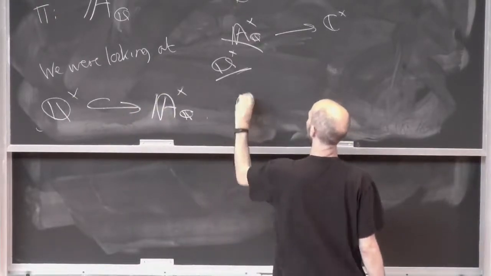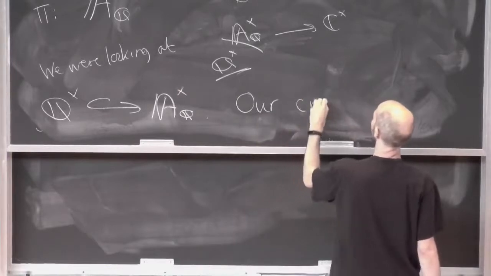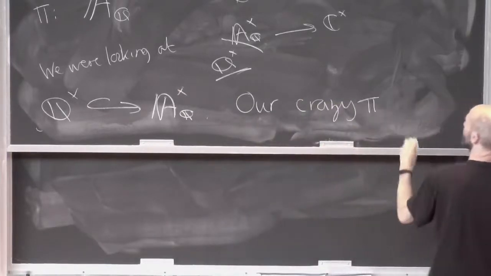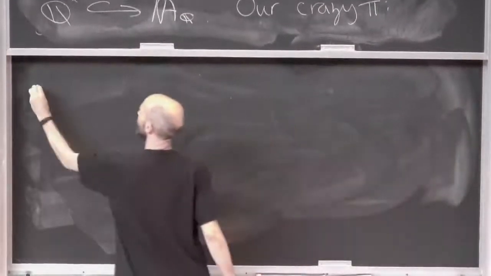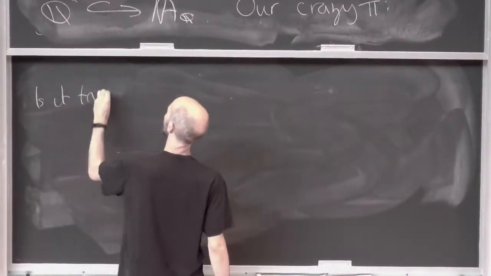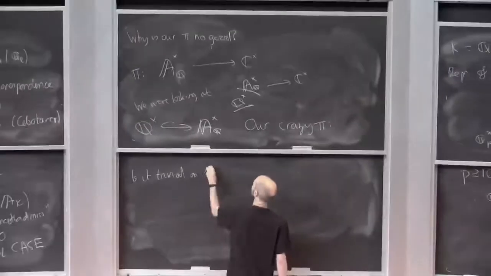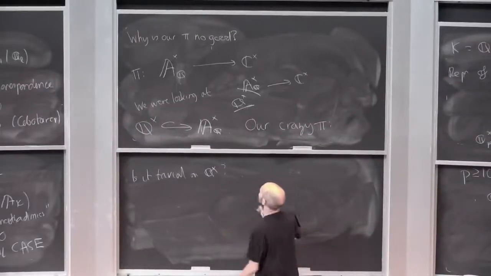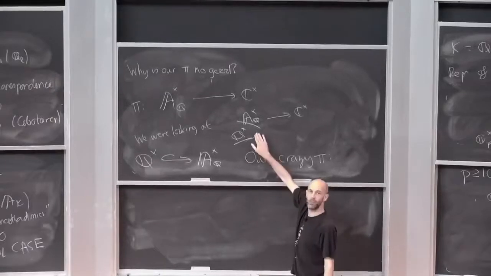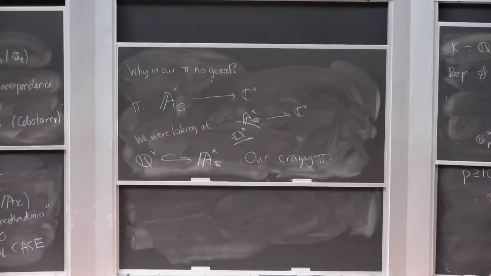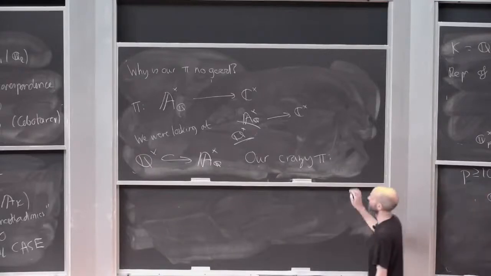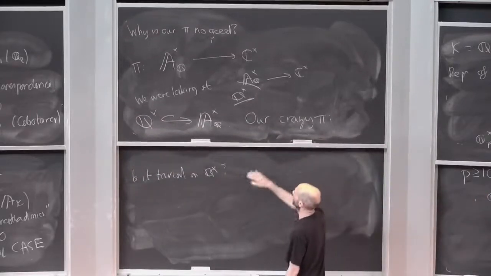So what about our crazy pi with the 7s in? Is it trivial on Q star? It better not be, because if I have a representation of this group, I showed you last time I really do get a compatible system of Galois representations, at least if it's algebraic. This one had better be algebraic because it's completely trivial at infinity. So it's as algebraic as they get. Our crazy pi, is it trivial on Q star?